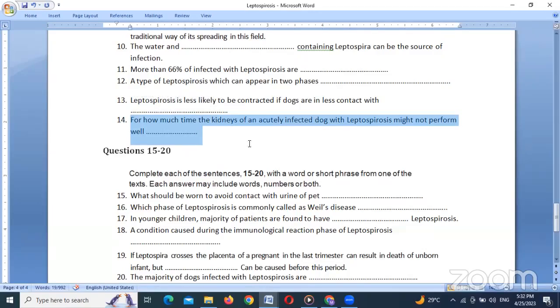So this is the question: for how much time might the kidneys of an acutely infected dog with leptospirosis not perform well? In which text can we find the answer, Dr. Zartash? Other people, please write in the chat. I cannot see comments on Facebook, so please write in the chat in which text you can find the answer.